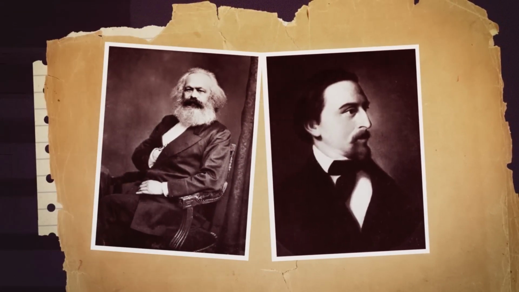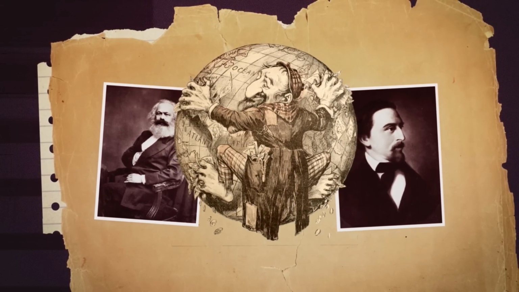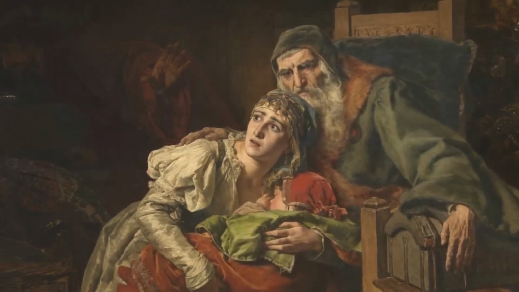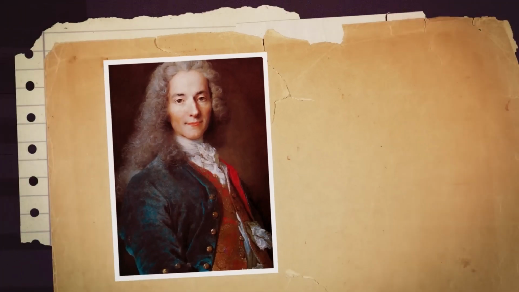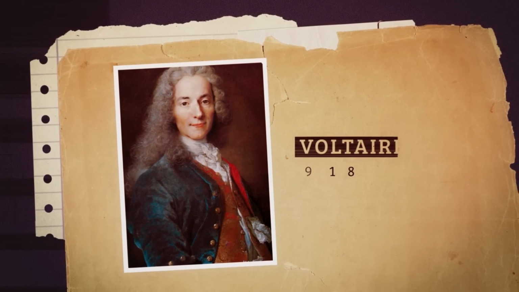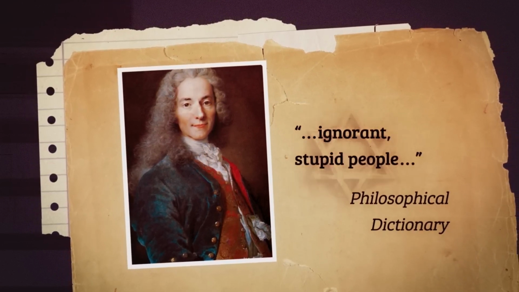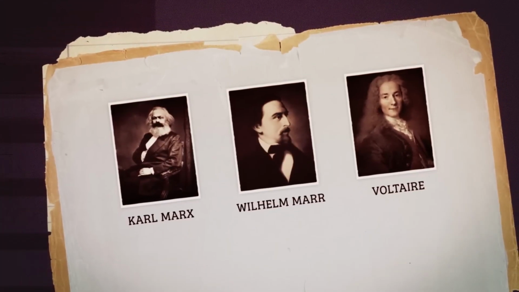Marx and Marr didn't agree on much, but they agreed on those self-serving, money-grubbing Jews. This anti-Semitic agreement didn't just hold among political rivals. For centuries, the Christian church persecuted Europe's Jews as Christ killers and infidels, while Voltaire, the Enlightenment's sharpest critic of the religious establishment, repeatedly assailed Judaism, calling Jews an ignorant, stupid people. These examples are just the tip of the anti-Semitic iceberg.